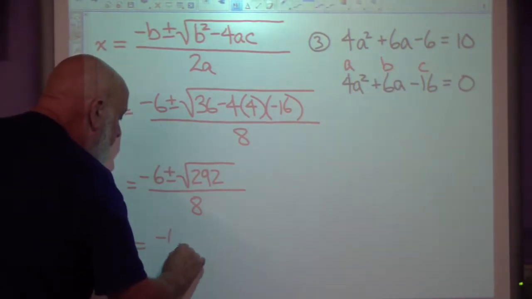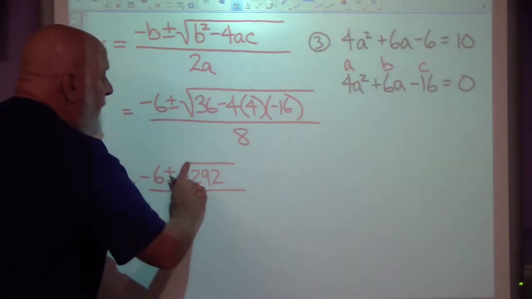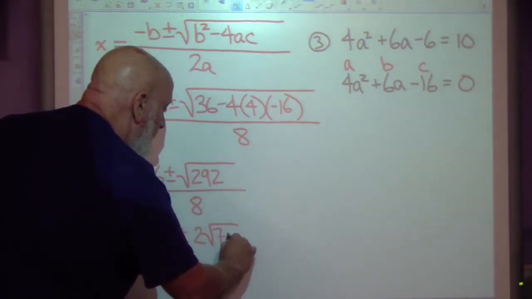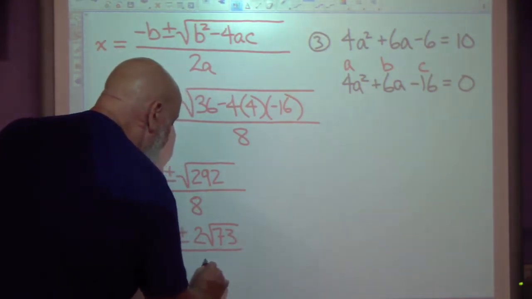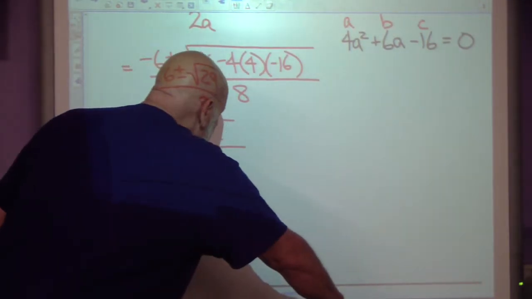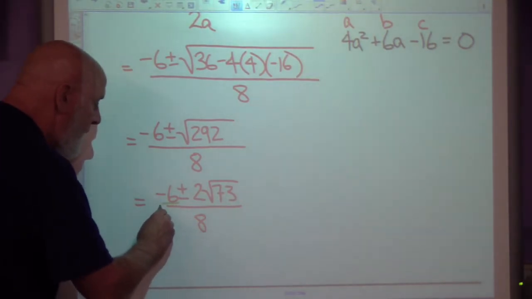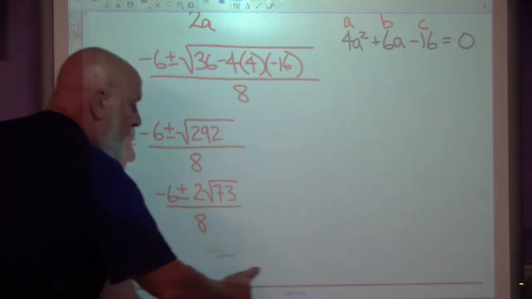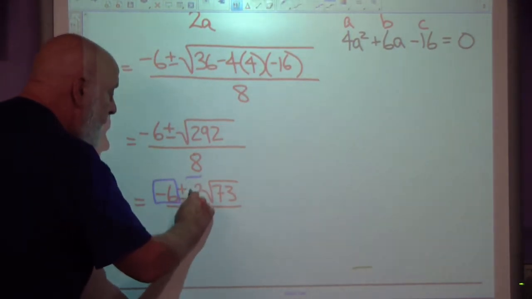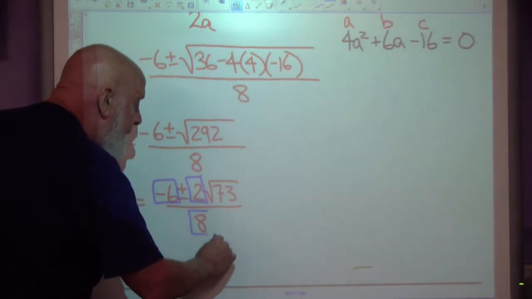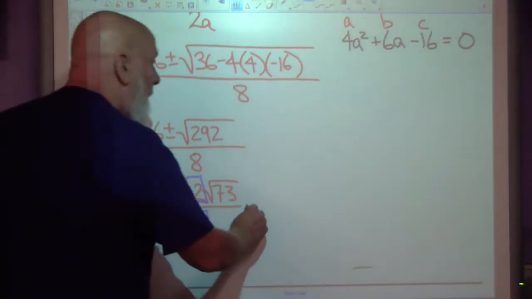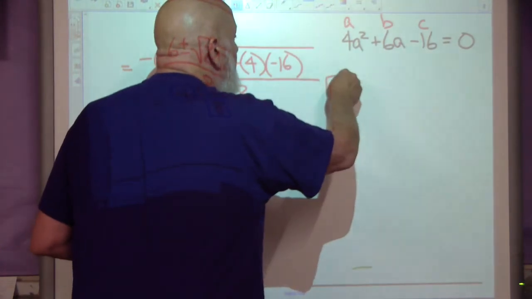So this is negative 6 plus or minus. If you do this with your calculator, it'll tell you 2 radical 73. All of this divided by 8. And now, to reduce a fraction in this form, if this number, and this number, and this number will all divide by the same number, that fraction will reduce. So I see that these will all divide by a factor of 2, they're all even. So that's what I'm going to do.